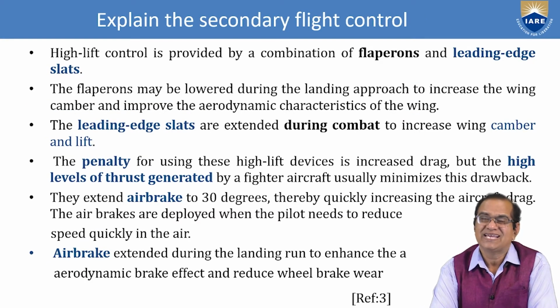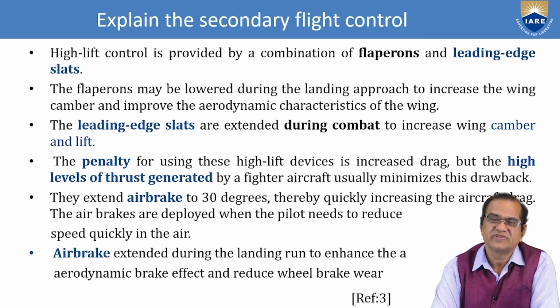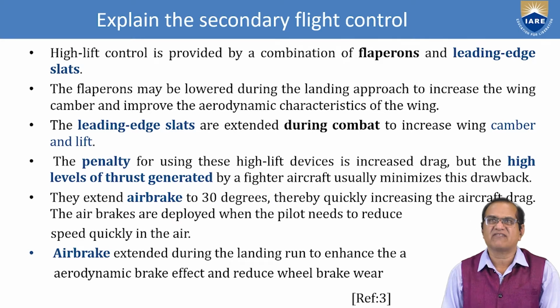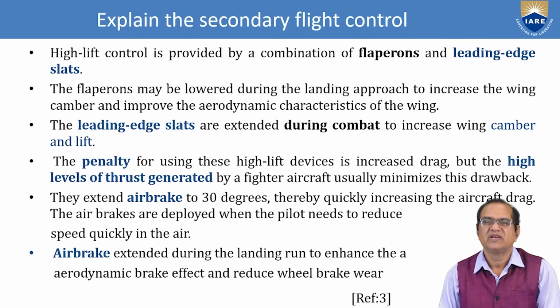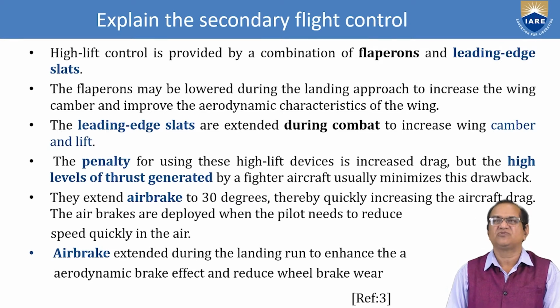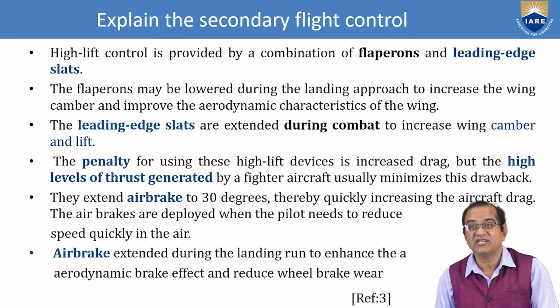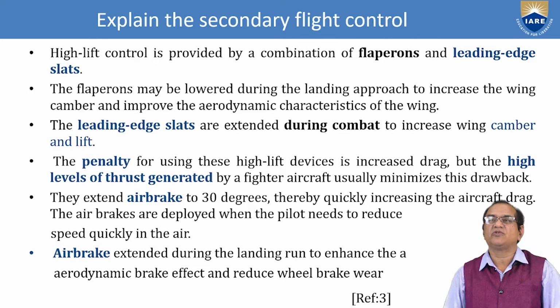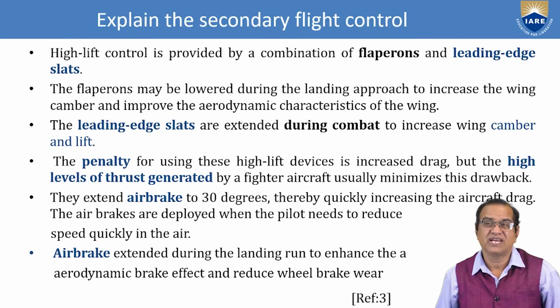Explain the secondary flight control. So we have seen that the primary flight controls are elevator, rudder and the ailerons. But we have something called the secondary also. Sometimes we need to control by the secondary also. If sometimes the primary is not working, at that time we have to use the secondary control.